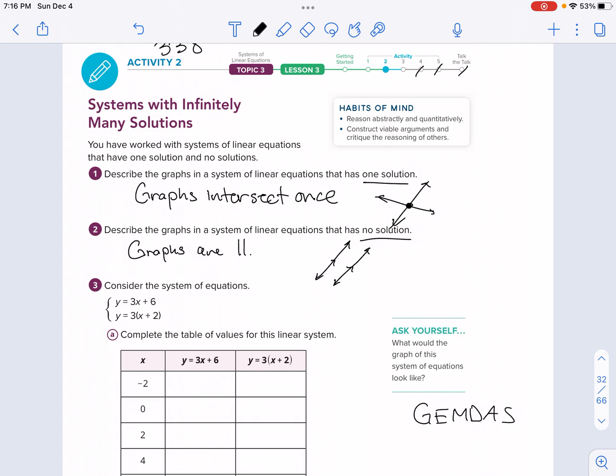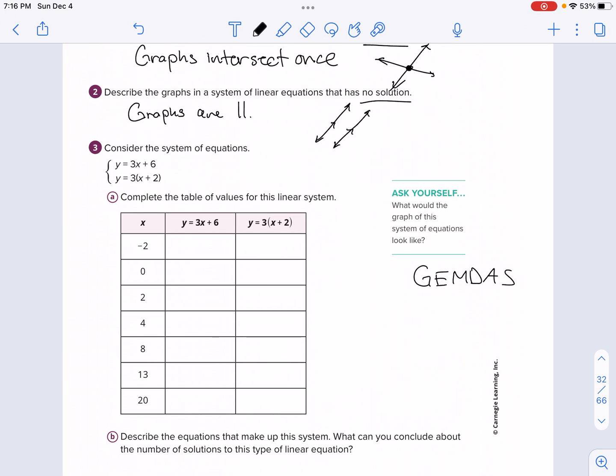Okay, anyways, but there is this other type of solution, and that is this. Our title here: systems with infinitely many solutions. There's an infinite number of points, x and y, that satisfy both equations in the system. Okay. So number 3 says, consider the system of equations y equals 3x plus 6 and y equals 3 times the quantity x plus 2, all in parentheses. Number 3a says, complete the table of values for the system.